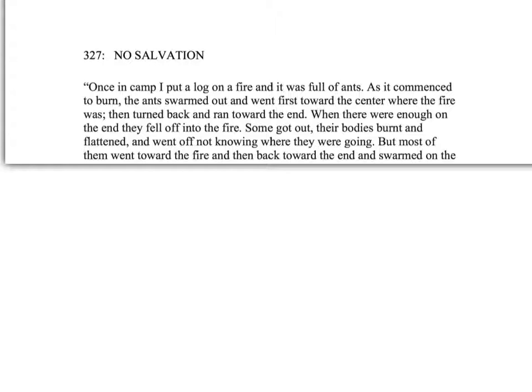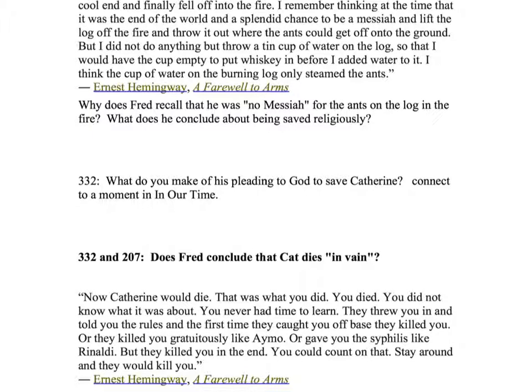Some got out, their bodies burnt and flattened, and went off not knowing where they were going. Most of them went toward the fire, and then back toward the end and swarmed, cool end, and finally fell off into the fire. I remember thinking at the time that it was the end of the world, and a splendid chance to be Messiah, and lift the log off the fire and throw it out where the ants could get up onto the ground. But I did not do anything but throw a tin cup of water on the log, so that I would have a cup empty to put the whiskey in before I added water to it. I think the cup of water on the burning log only steamed the ants."